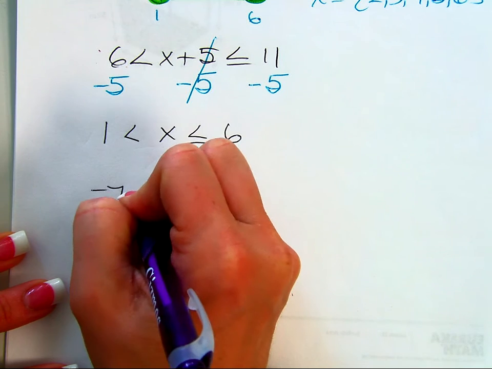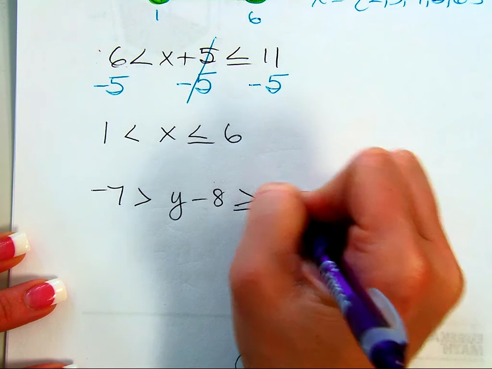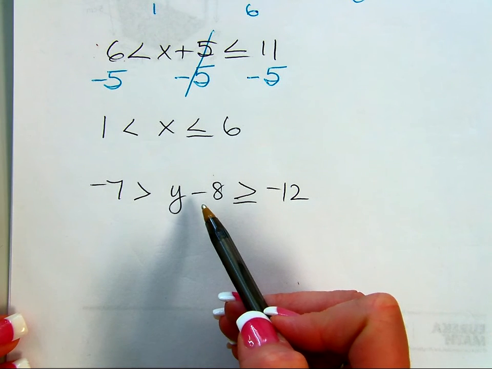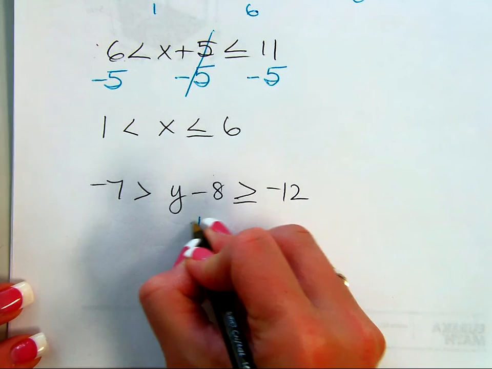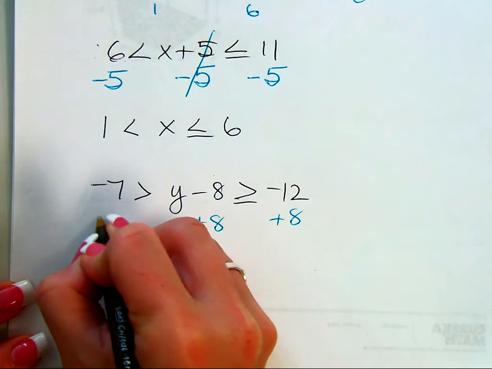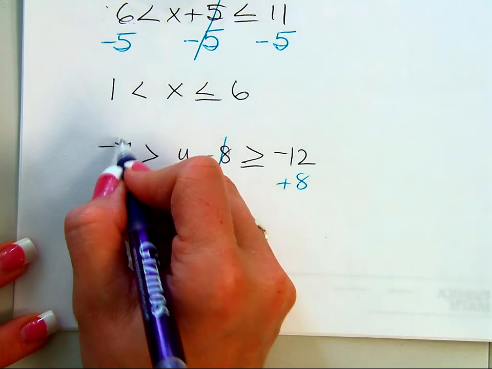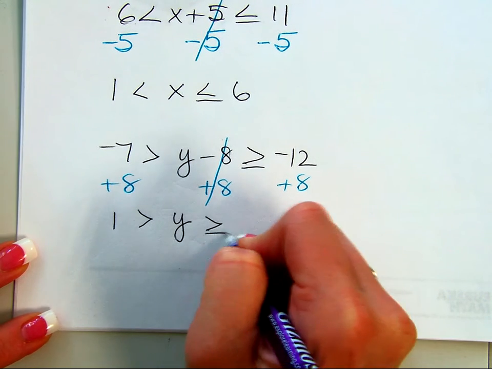Negative 7 is greater than y minus 8, which is greater than or equal to negative 12. So you could look at it as, I'll separate it, or you could look at it as, why do I need to do that? All I'm going to do to get y by itself, this is like a one step. If I add 8 to all three sides, I'm good. y is by itself. Add 8, add 8, add 8. That cancels, and that gives me 1 is greater than y, which is greater than or equal to negative 4.